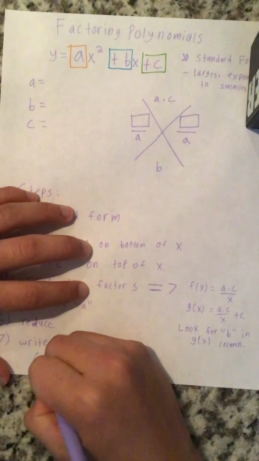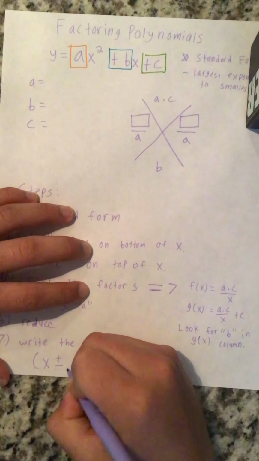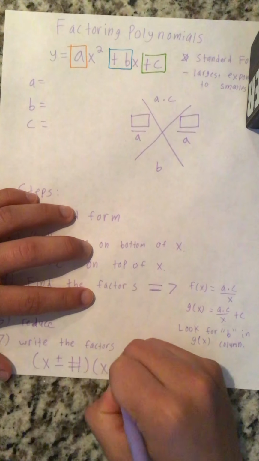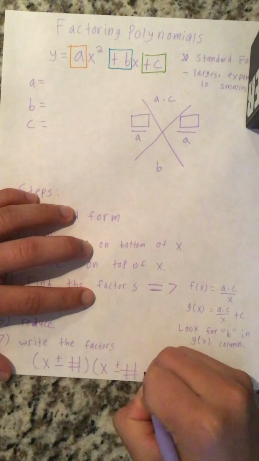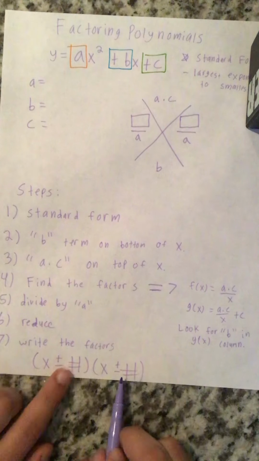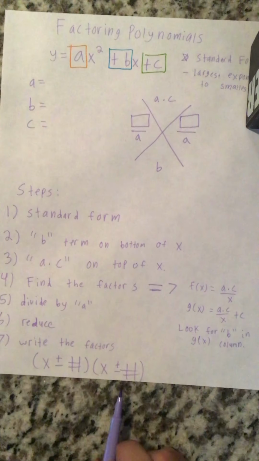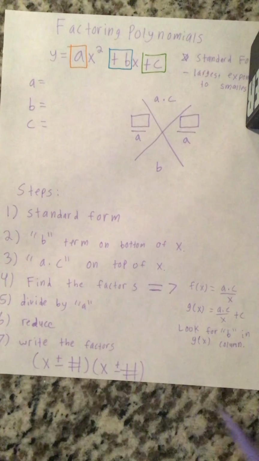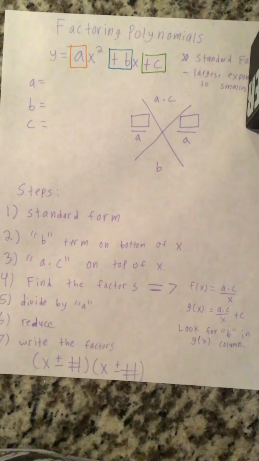It's going to be x plus or minus some number. And then another factor is going to be x plus or minus another number. So we should have two separate factors like this. And make sure you write them side by side. Don't stack them on top of each other. It's just not proper. This is how we do it. So these are the steps. I know it sounds like a lot. It looks like a lot. But when we see some examples, hopefully it'll make some sense.